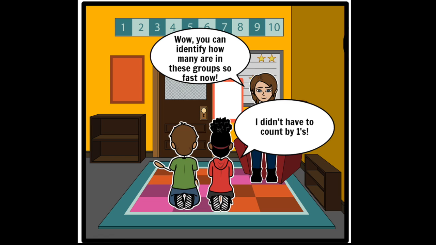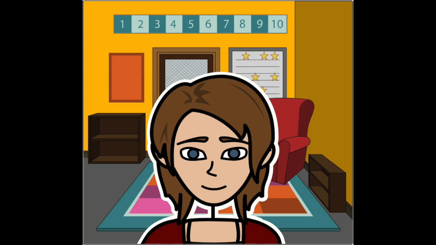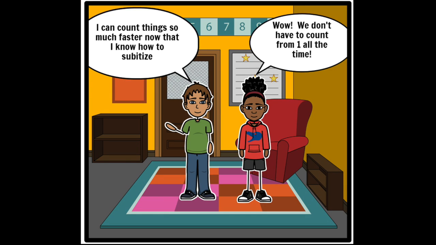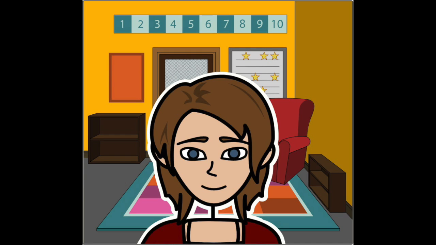Wow, you can identify how many are in these groups so fast now. I didn't have to count by ones. Once you know how to do these things, you'll be able to do even harder things like adding and subtracting more easily. I can count things so much faster now that I know how to subitize. Wow, we don't have to count from 1 all the time. Subitizing is a skill you can use every day for the rest of your life. Adults subitize all the time.